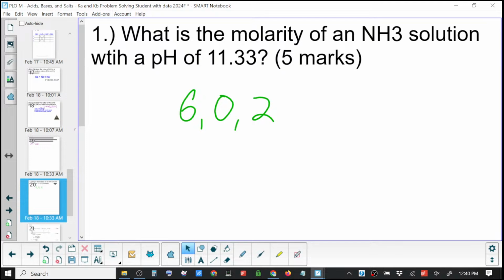Molarity is always initial. Like, what is the molarity of an NH3 solution? I'll go ask. You have 5 minutes to finish this problem. I would like to see your ICE table. I have a calculator issue. It's 2.14 times 10.